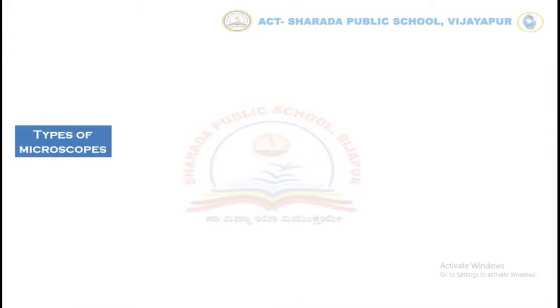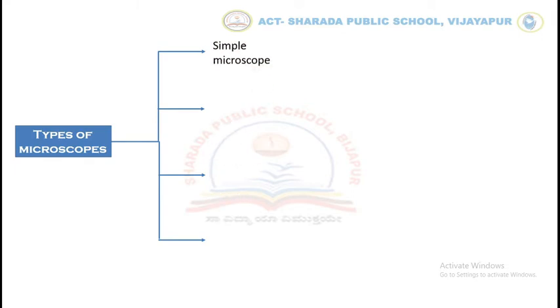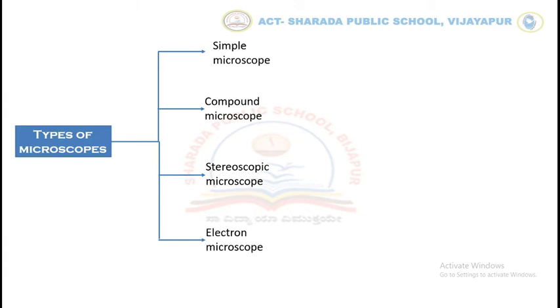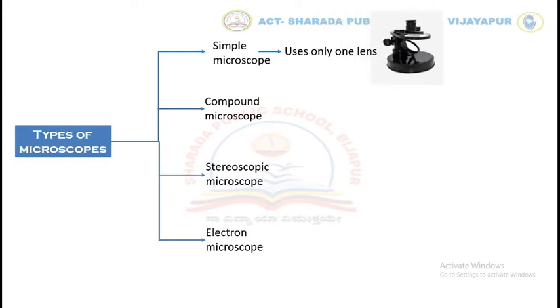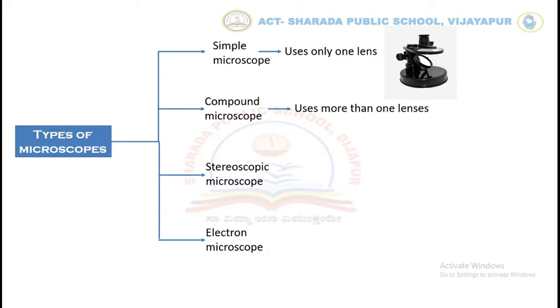Let us now look at the different types of microscopes. Basically, there are 4 types of microscopes. They are simple microscope, compound microscope, stereoscopic microscope, and electron microscope. The simple microscope uses only one lens, whereas the compound microscope uses more than one lens. You may have seen such compound microscopes in our school science lab.